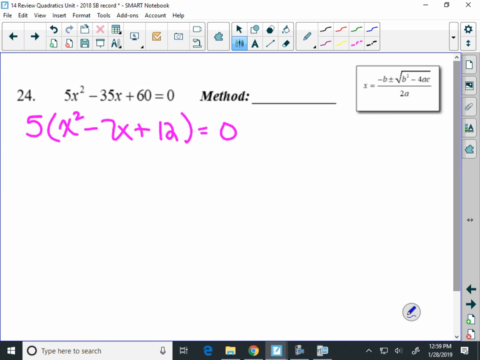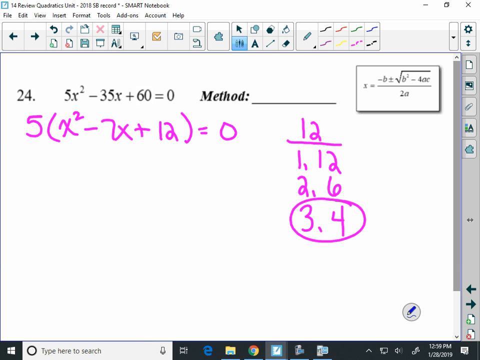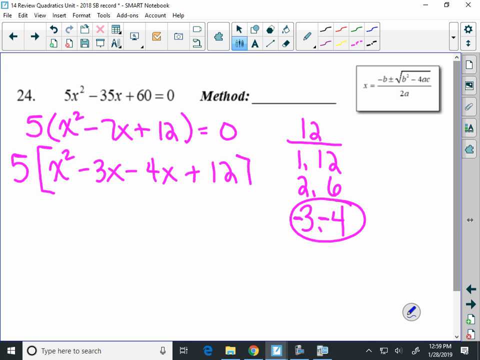But we're looking at 1 times 12, which is 12. The factors of 12 are 1 and 12, 2 and 6, 3 and 4. Can we ever get 7 from any of these 3? We can get it from 3 and 4 if we do negative 3 and negative 4. Negative 3 plus negative 4 is negative 7. Negative 3 times negative 4 is positive 12. So I'm going to ignore that 5 there, but we get x squared minus 3x minus 4x plus 12.